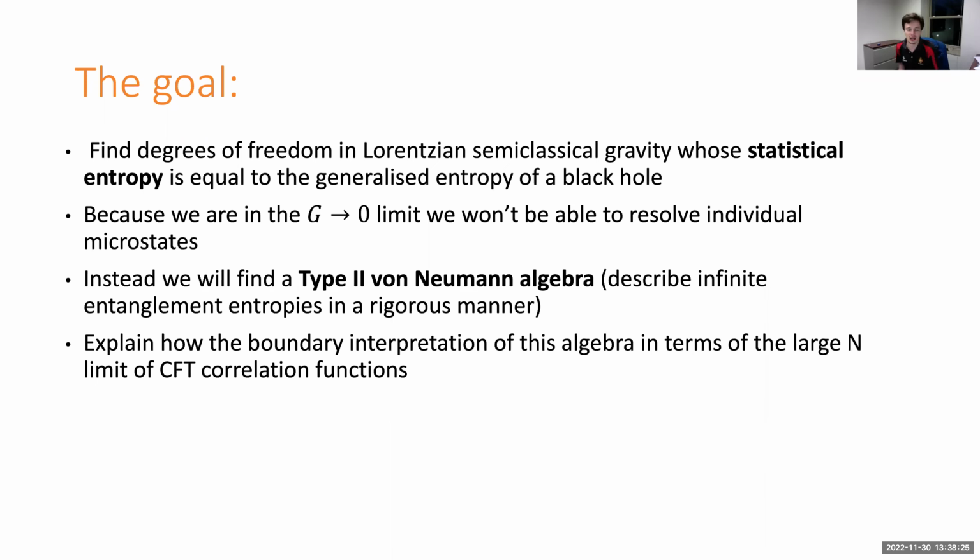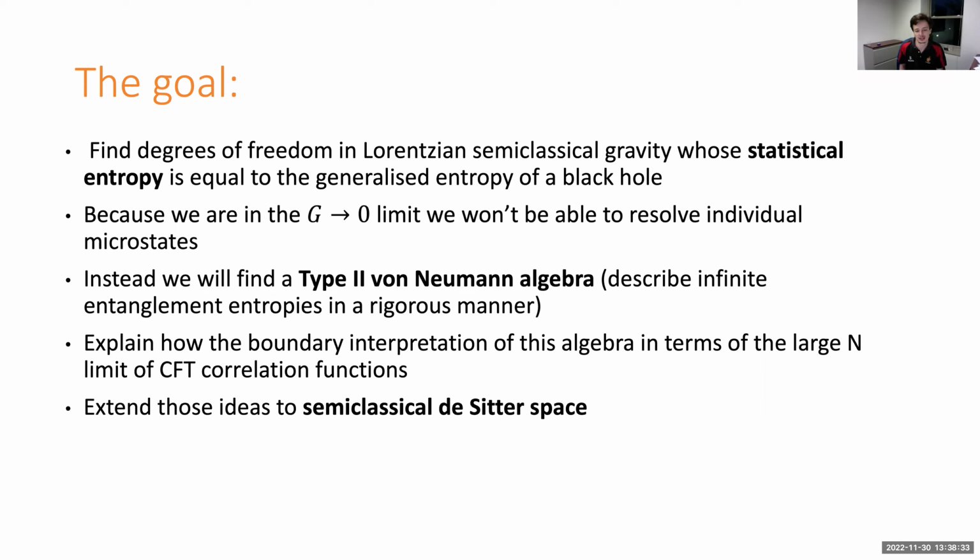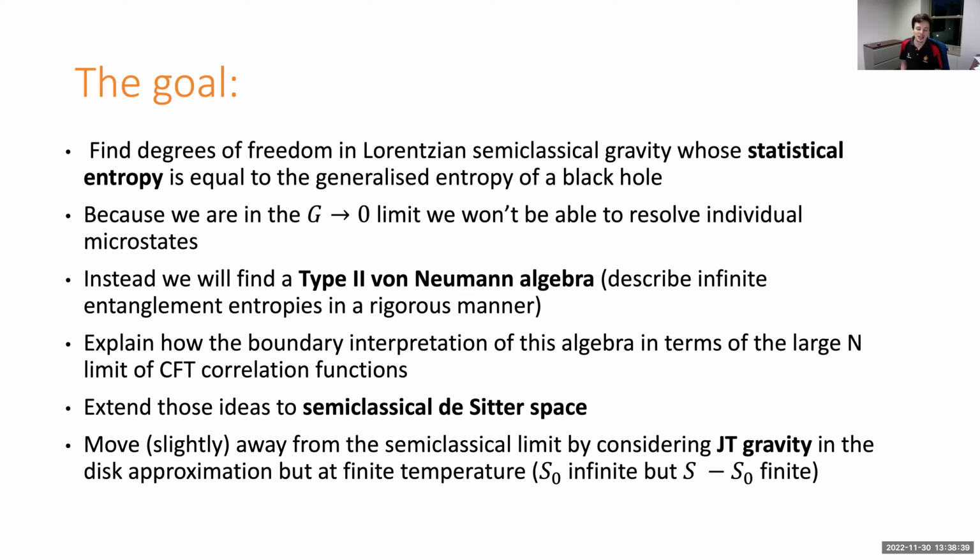I'm going to explain how there's a boundary interpretation of this algebra in AdS/CFT in terms of the large N limit of CFT correlation functions. Talk about how these ideas extend to semi-classical de Sitter space and what you need to do to have the same story go through there. And then briefly at the end, I want to talk about how you can move slightly away from this sort of strict semi-classical limit to considering JT gravity and the so-called disk approximation, but at finite temperature. So this means we're not having wormholes or anything like that. So the ground state entropy, the extremal entropy S0, is infinite, but we have finite excitations above that ground state energy.